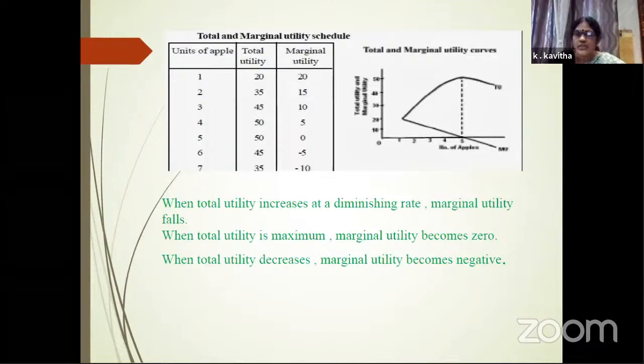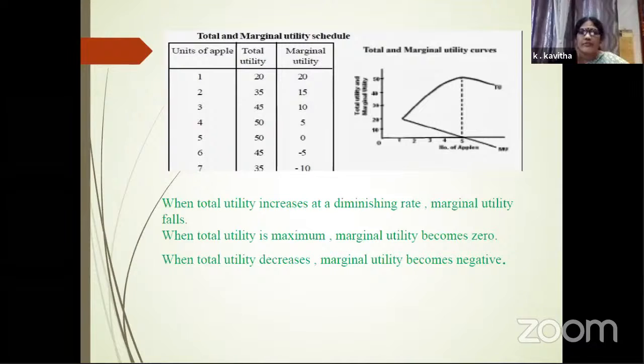So 35 is the TU, n minus 1 minus TU n is 20. 35 minus 20 is equal to 15. That is the marginal utility. First we have 20 total utility and 20 marginal utility. By making addition only, we will get the marginal utility, the additional utility. That's why here, with one more unit of consumption, we are given 35 total utility and 15 marginal utility.